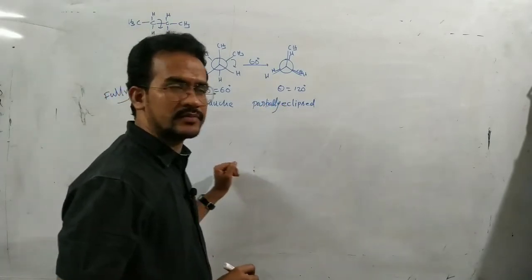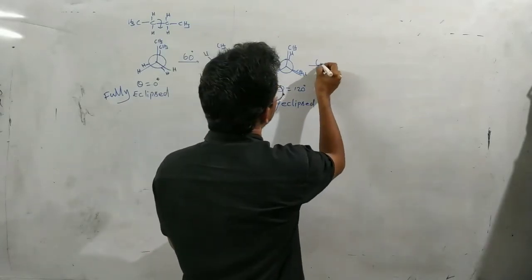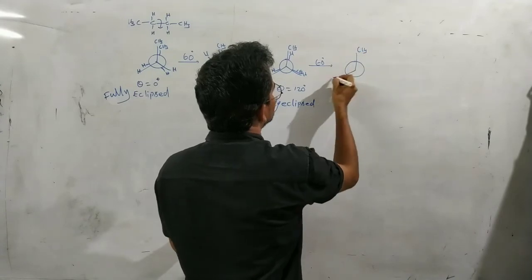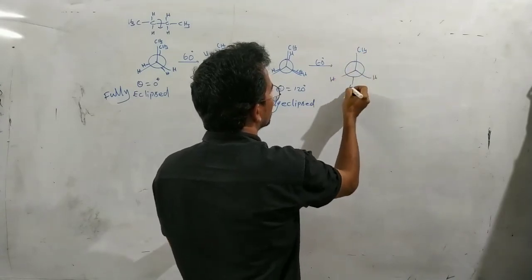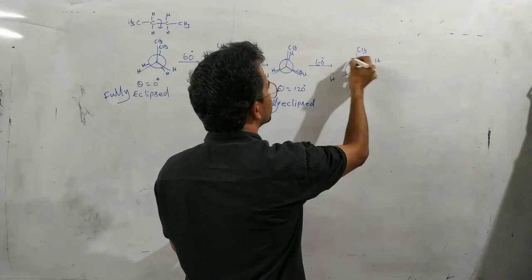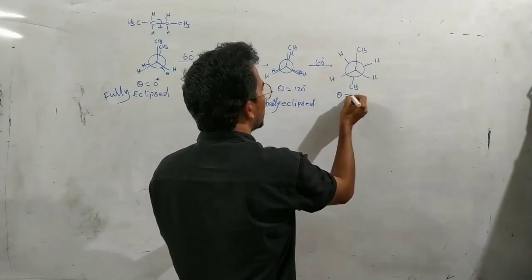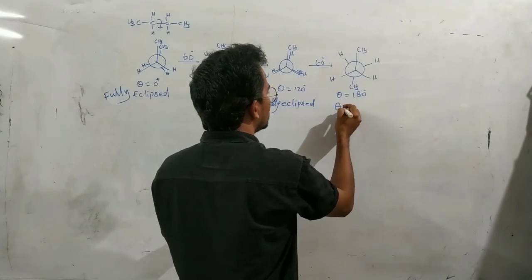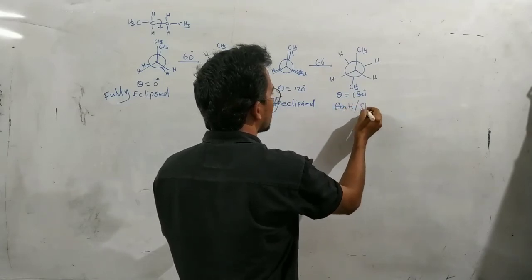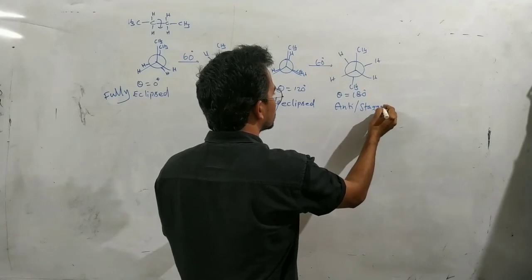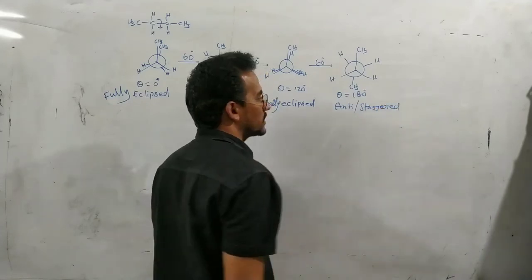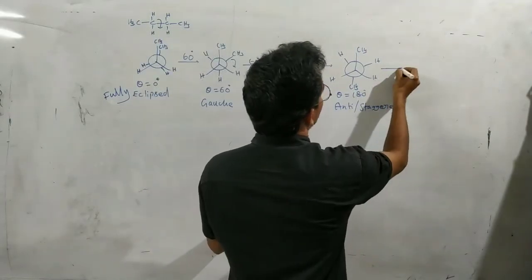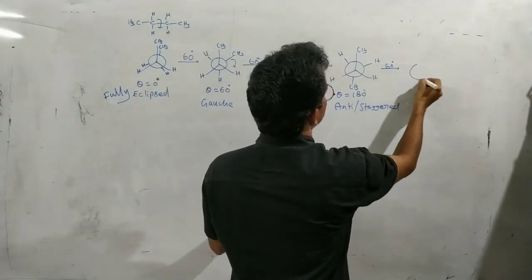Partially eclipsed. Next here, rotating another 60. CH3 here, hydrogen, and exactly methyl opposite. So here the dihedral angle is 180 degrees and this is called an anti conformation or staggered conformation. Staggered, S-T-A-G-G-E-R-E-D, staggered conformation.